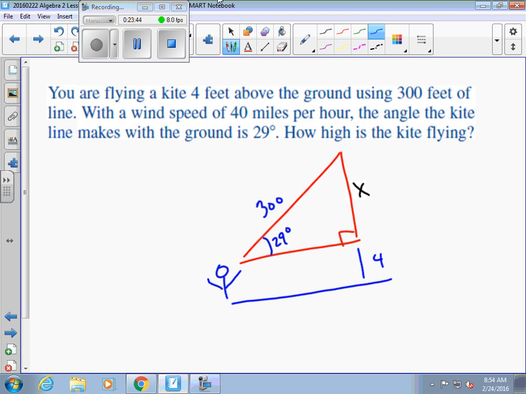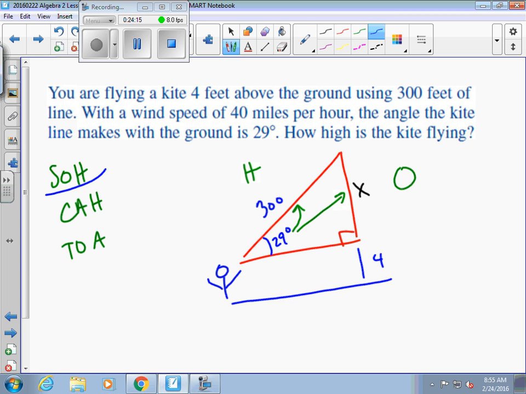So we're trying to figure out how high the kite is flying. In this picture, we're trying to figure out how long x is. We have two angles and we have one side. We have that kite string at 300 feet. So from that 29-degree perspective, x's value is the opposite. 300 is the hypotenuse. So remember, Chief, SOHCAHTOA tells you how to do this. SOH, CAH, and TOA. The only one that uses an O and an H is the sine.